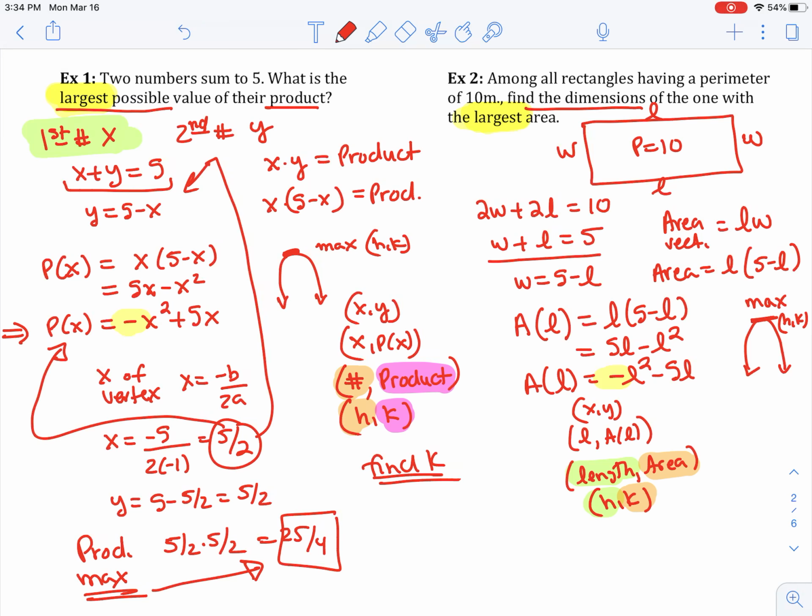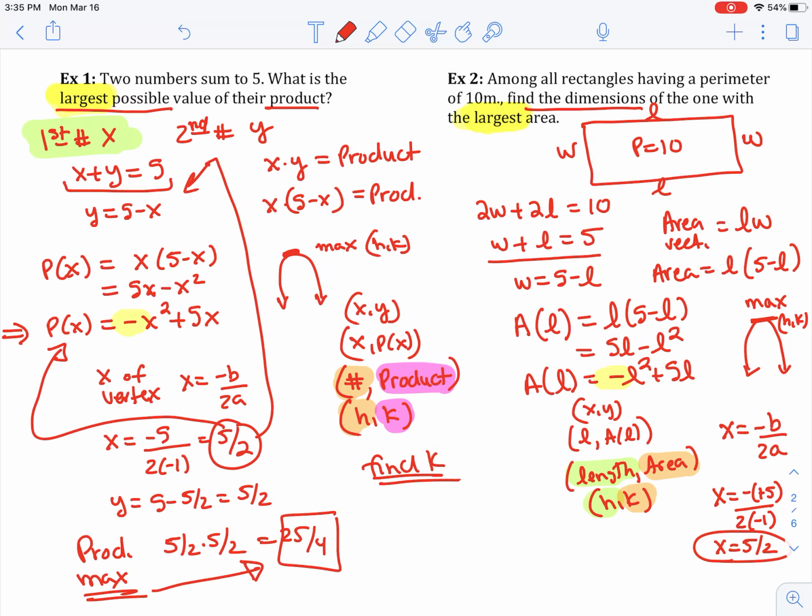Well, we're trying to find dimensions. So if we're trying to find dimensions, then we should be solving for our length. And our length, or our H, which is the X of our vertex, we know the X of our vertex is equal to minus B over 2A. So in this case, our B value was a 5, and our A value was a negative 1. Sorry, I screwed that up. That did not make sense because we can't have a negative length. And so we have our X is equal to 5 halves.